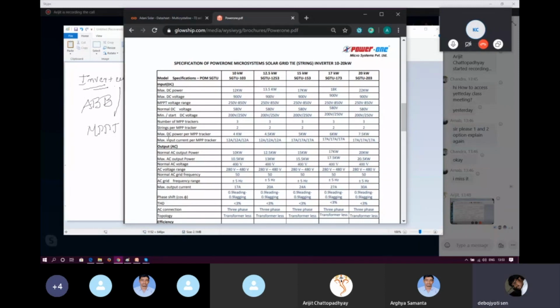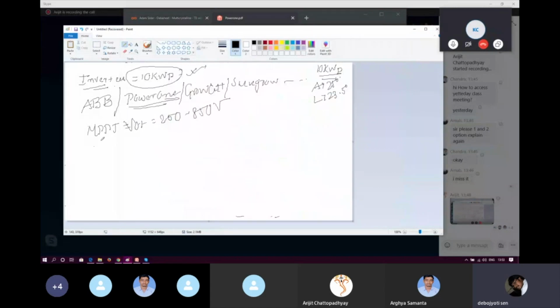Next, the next thing that we need to note is the number of MPP trackers and strings per MPP tracker. Here you can see in the 6th and 7th rows, the number of MPP trackers is 3 and the strings per MPP tracker is 2. Clear? Let us note it down.